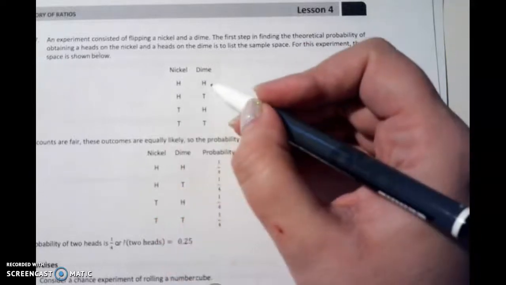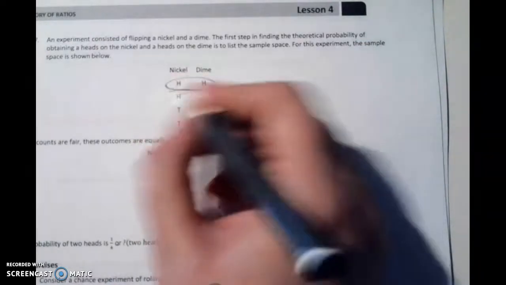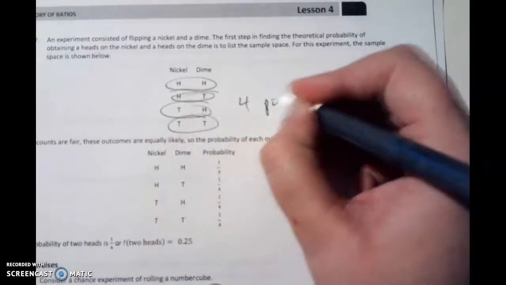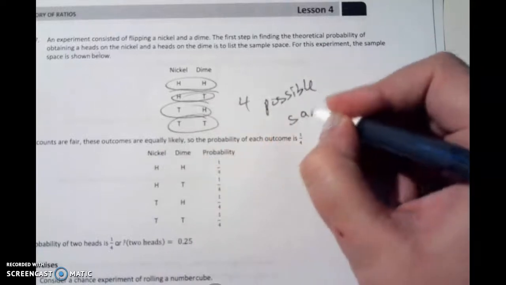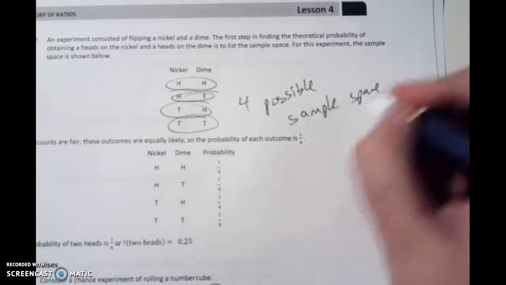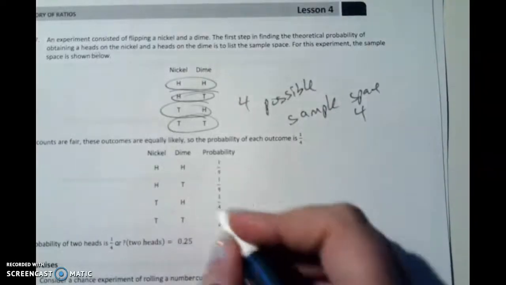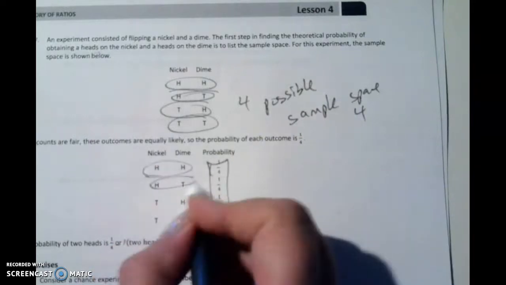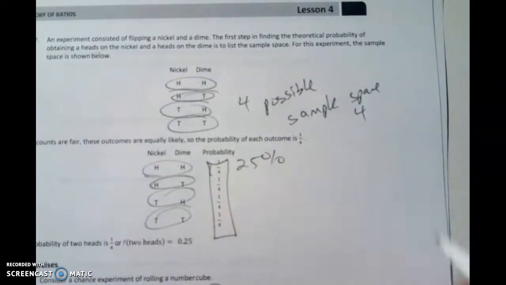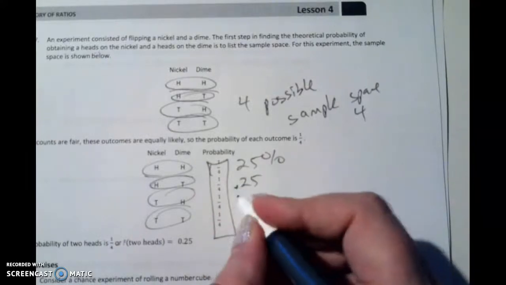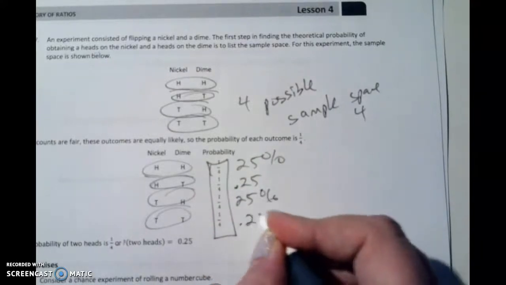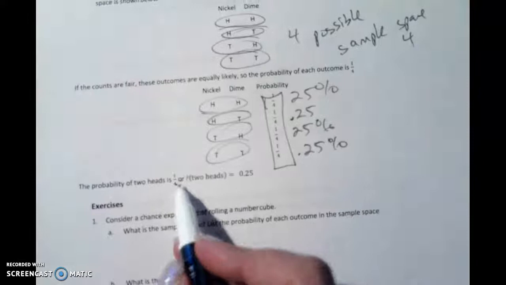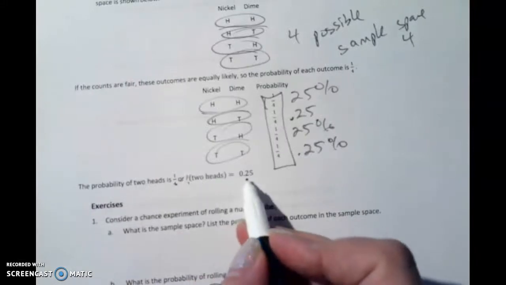And when you do the dime, you could get heads or tails. One does not depend on the other. There are 1, 2, 3, 4 possibilities. Or I have a sample space of 4, meaning that each one of these is 1 out of 4. So the probability for each of these events is 1 out of 4, or 25%, or 0.25 if I wrote it as a decimal, which is 25 hundredths. Now, the probability of 2 heads is 25 hundredths, or 1/4.